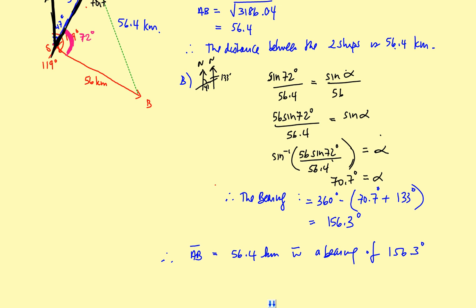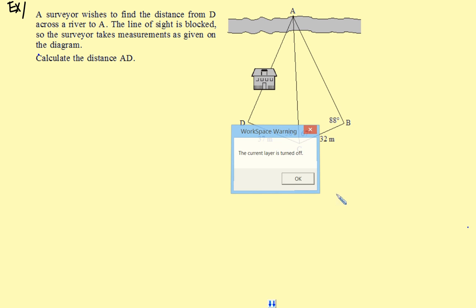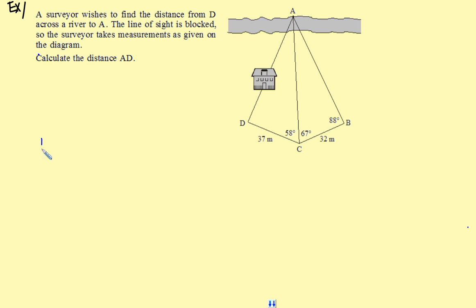The next example is a question for a surveyor that wants to find the distance from D across a river to A, but this line of sight is being blocked by the house, so he decides to take some other measurements as they are shown here on the diagram. And what we're trying to find is the distance between A and D. Now, given the information that we have here, we're basing part of it on what's going on the other side of the triangle. So I want to figure out what the length of AC is.